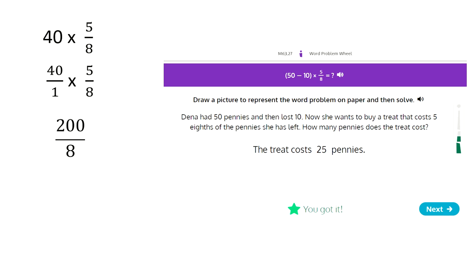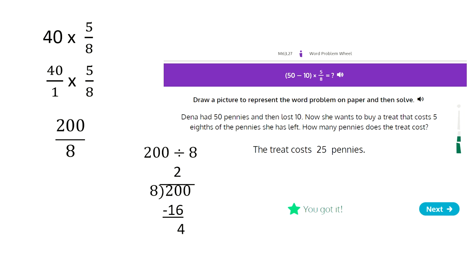We need to find out how many 8s there are in 200. In other words, 200 divided by 8. We'll work this out using the standard algorithm. How many times does 8 go into 2? Well, it won't. So we're scooting over one place value. How many times will 8 go into 20? Oh, that's 2. And 2 times 8 is 16.